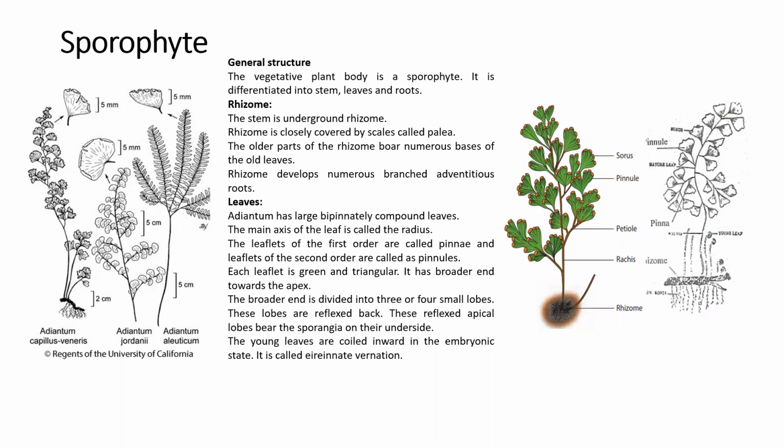The leaves of the Adiantum are bipinnately compound leaves. The main axis of the leaves is known as the rachis. The leaves are large, about 4 to 6 inches in length, as shown in the figure. They are bipinnately compound. The main axis of the leaf is called the rachis.